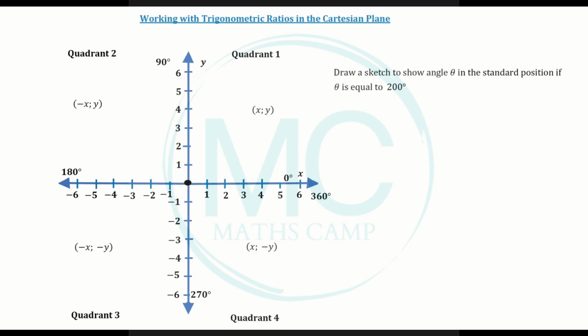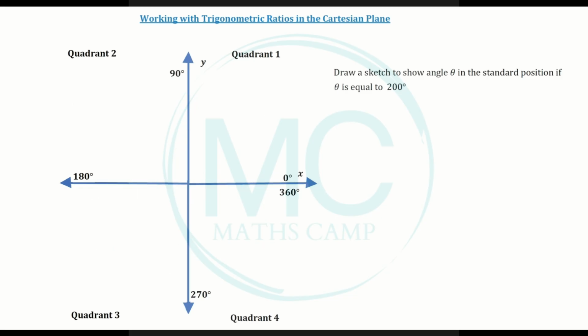Draw a sketch to show angle theta in the standard position if theta is equal to 200 degrees. Let's tidy this up so we can focus on our angles. Now, 200 degrees is greater than 180 degrees, so our terminal arm will lie below the x-axis. But 200 degrees is smaller than 270 degrees, so it needs to lie to the left of the y-axis. This means that we can draw our terminal arm in the third quadrant. Let's draw in our angle, and now we have completed this question.